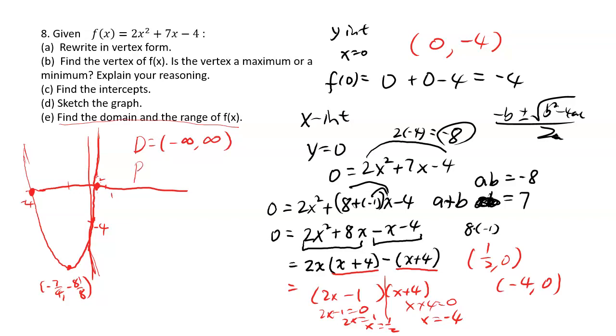Now, the range is about the height, right? The height of this function goes up all the way to infinity. So going to infinity, that's not a problem, but it doesn't go to negative infinity because it stops at negative 81 over 8. That's the least it goes. So the range is, the least value is negative 81 over 8, and you put a square bracket because it does attain that value, and the max value is infinity. So that's the domain and range.